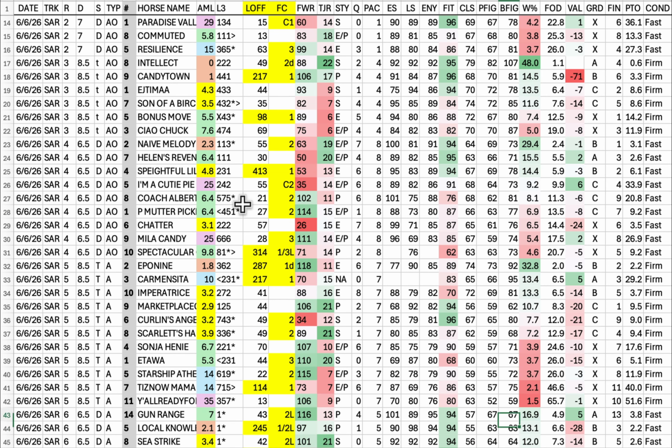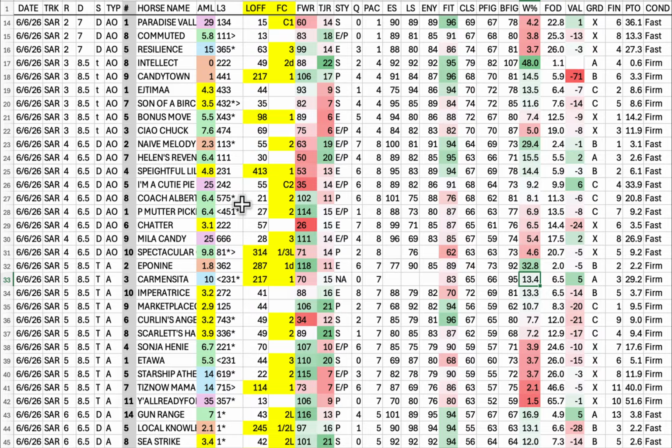Race 5, Marketplace of Ideas won at 9.5 to 1. Fair odds on the horse was 8.3. That horse drifted from a 2.9 adjusted morning line all the way up to 9.5 to 1, and that horse won. That was the fourth most likely winner in the race.